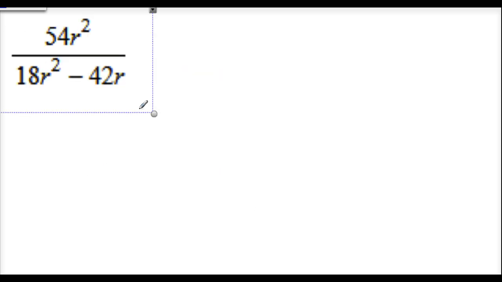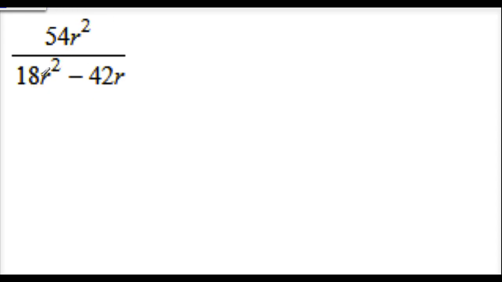Okay, next example. 54r squared over 18r squared minus 42r. I'm going to say one of the most common mistakes I've seen is most people would like to just simplify this r squared and r squared here. Can I do that? No. Obviously a mistake, because you have a binomial in your denominator.